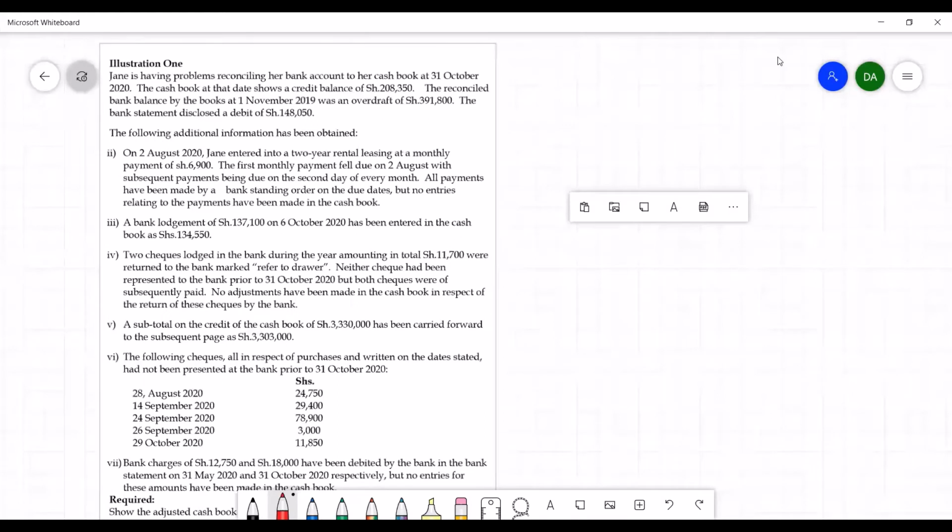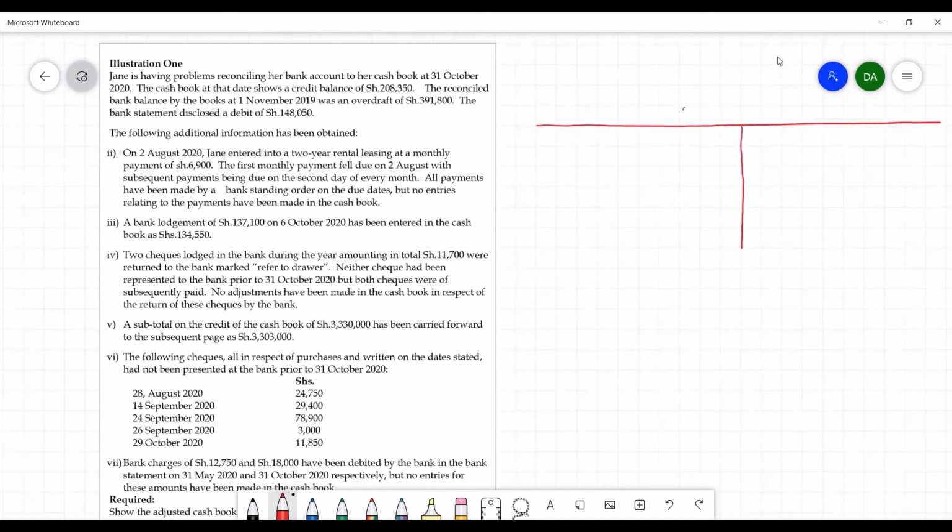For us to answer this question, we are required to prepare the adjusted cash book. We are adjusting the cash book by entering the items which are in the bank statement and are not found in the cash book. We are entering them in the cash book, and therefore we prepare the cash book as follows. That is the adjusted cash book.